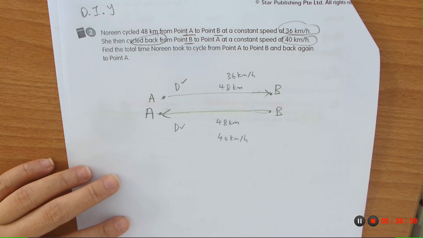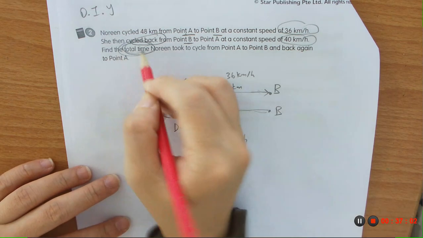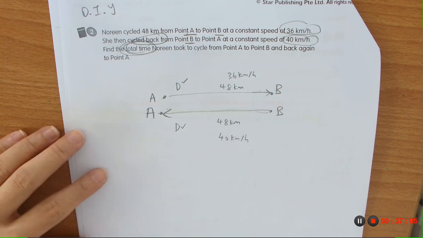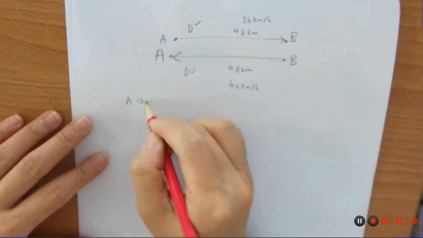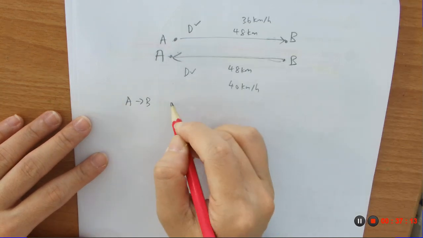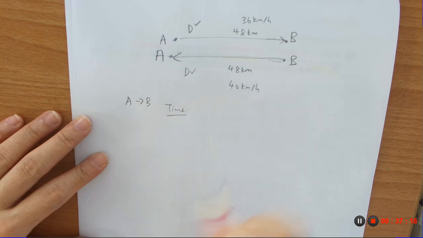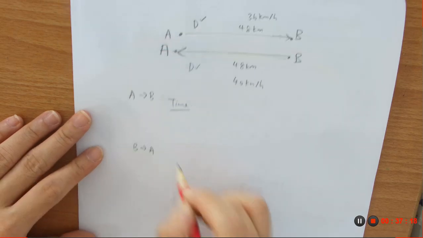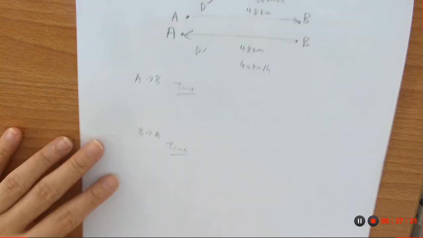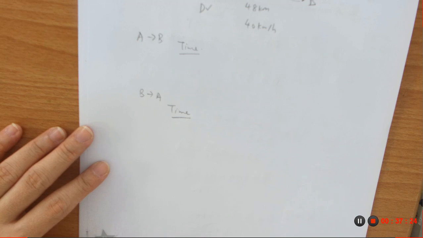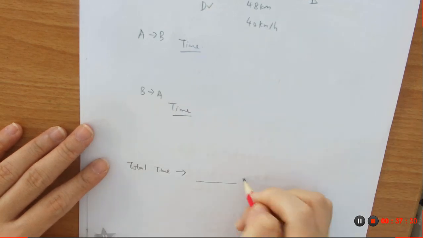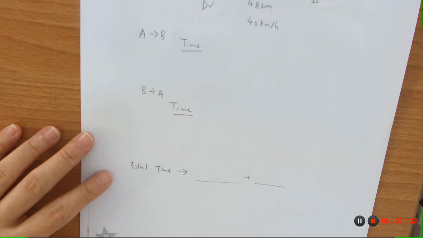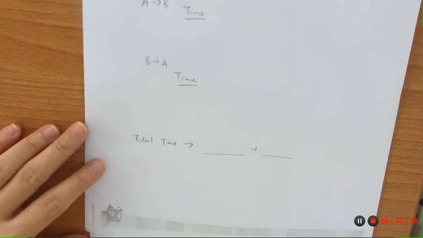And then it says, alright, I need the total time. So in other words, you need to find from A to B, I have to find the time. Then after that, I have B to A, I need to find the time. And then finally, the total time is... Is this okay? Okay? So this is page 12. Please work on this.